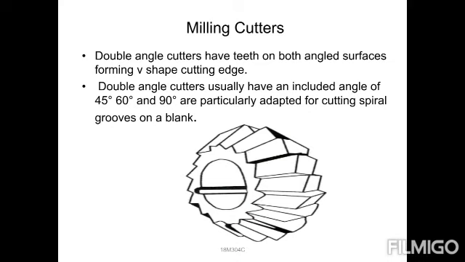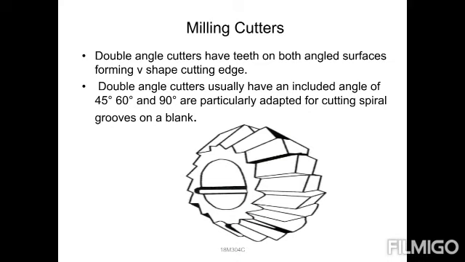With one side of the angle at 90 degrees to the axis of the cutter, it is particularly suitable for producing straight teeth milling cutters and reamers, right? One side is the angle, and the other side is provided at 90 degrees to the axis. And the next one is the double angle.